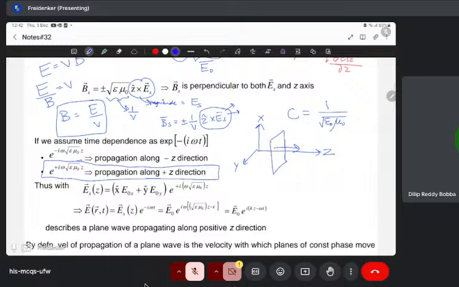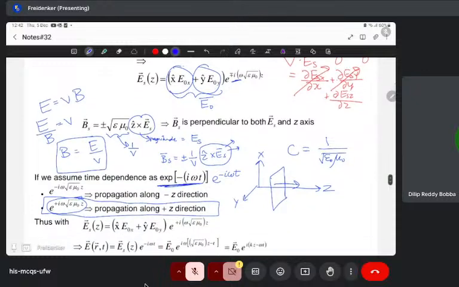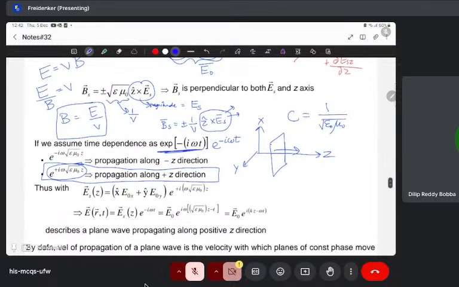So if you take the time dependence as e power minus i omega t, then positive z direction is represented by this one. So in our ES of z, we will take plus here, not minus. So the plus sign will come here. So that would mean this is my spatial part.